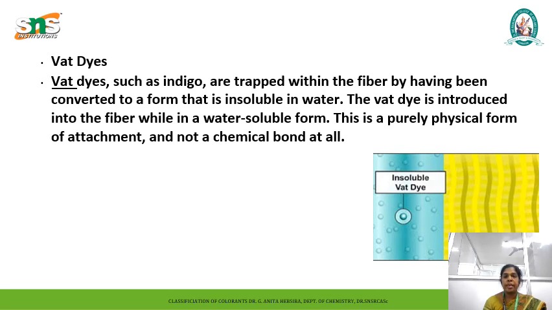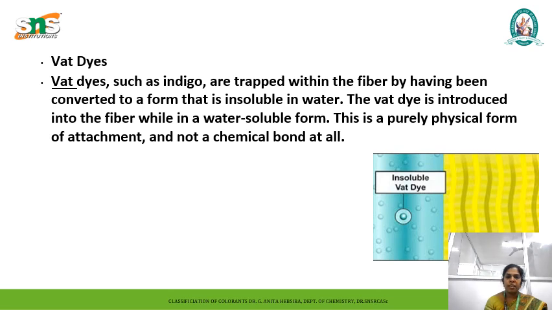A very common example which is used for a vat dye is indigo, which is a very commonly used vat dye. And as we know, turmeric is a very good vat dye. And these vat dyes, they are called as vat dyes because they are applied from vats, that is wooden vats. So in that sense, they have been given the term VAT.